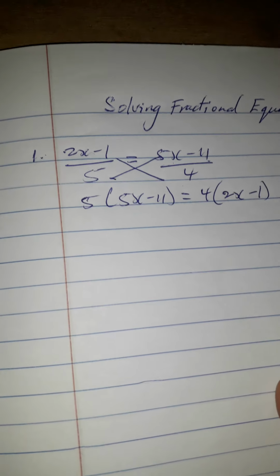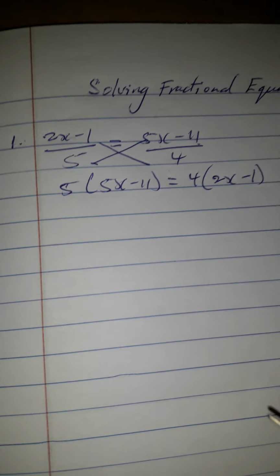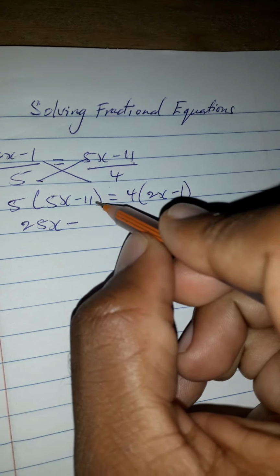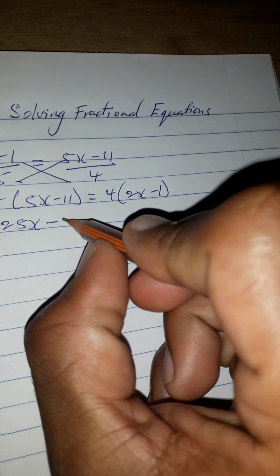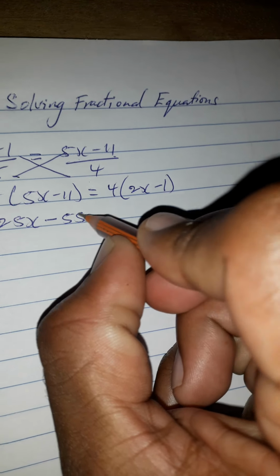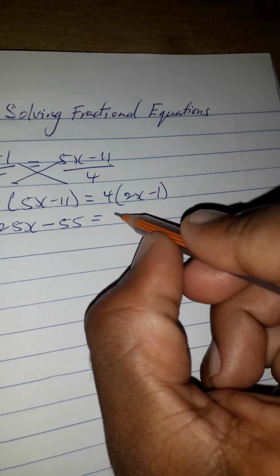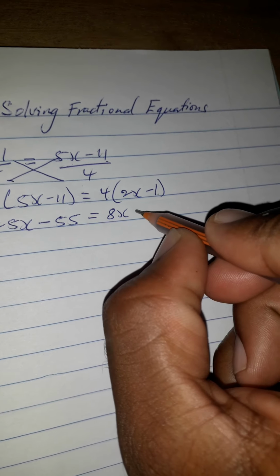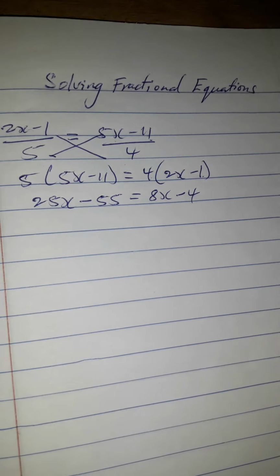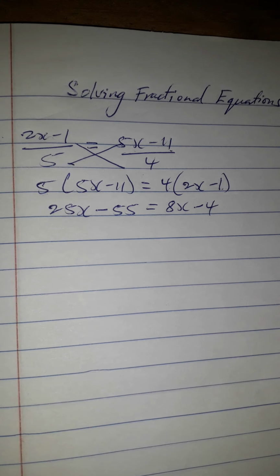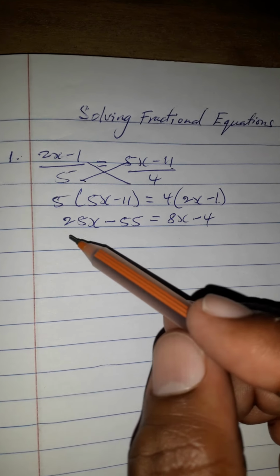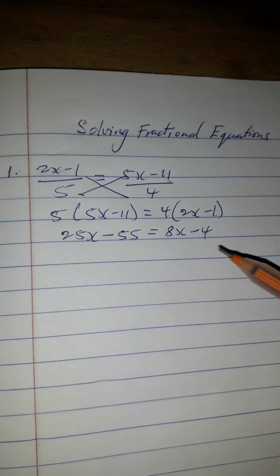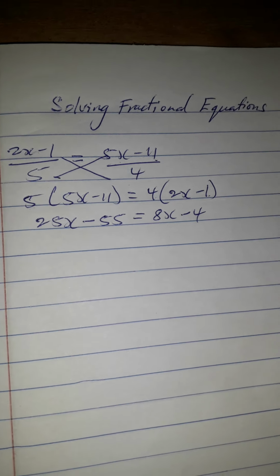Good. So the next step, what we will do, we'll clear the bracket. So we have 5 times 5x will give us 25x minus 5 times 11. This is 5 times negative 11, so it will give us a negative 55. 4 times 2x, 8x. 4 times negative 1, negative 4. Okay, the next step, what we like to do is to group like terms. You can put all the x on one side of the equal sign. We can either put it on the left hand side or the right hand side. And we group the numbers together.